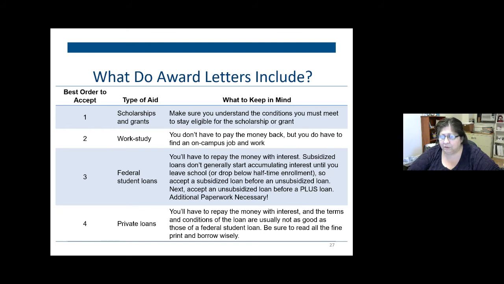Then you have private loans. Some schools offer private loans, some of them refer you to private lenders, but they should be private student loans. And what is important, when you receive your award letter, make sure that you read it so you know the conditions of every award. For example, for federal loans, you have to be attending at least 6 credit hours for some schools. For some scholarships, you need to be full-time. And if you withdraw or drop, you may lose part of that scholarship. The same for the Pell Grant. We can go to the next slide.